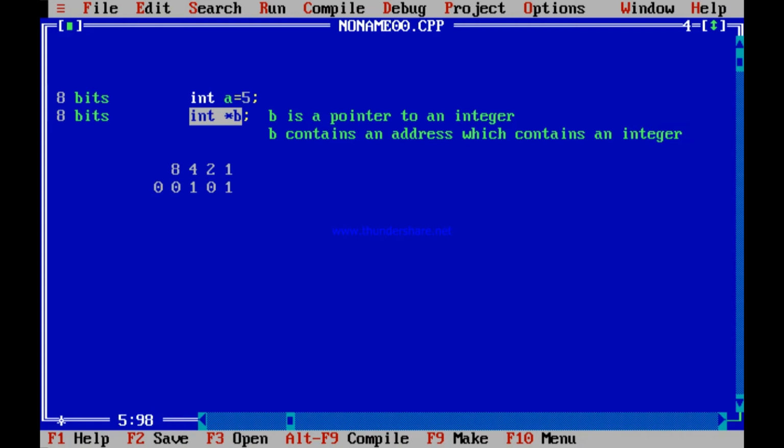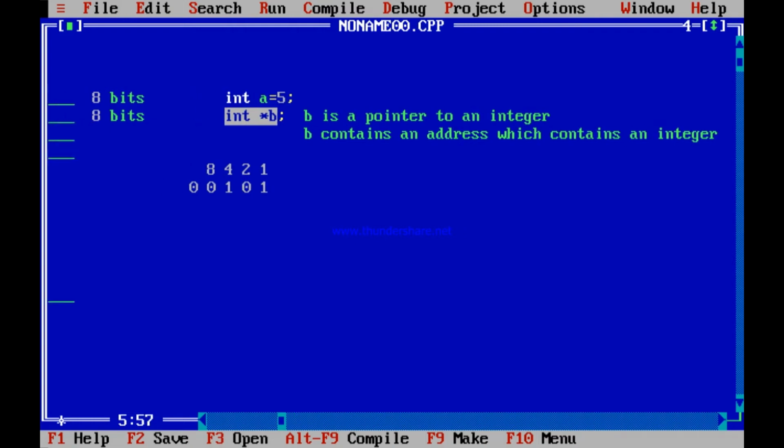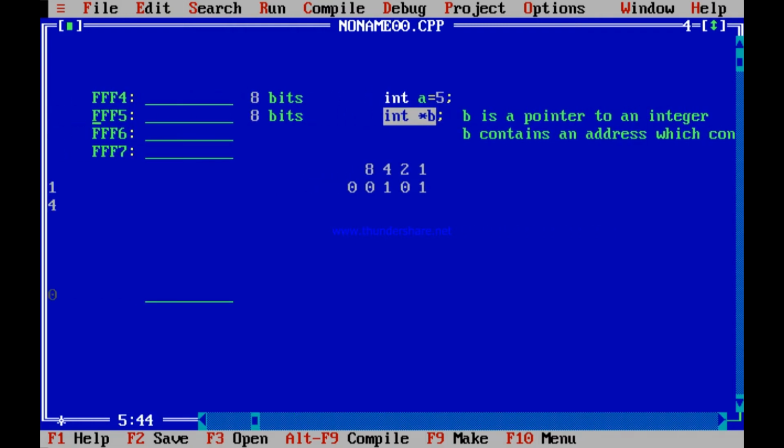B is a pointer to an integer. B can contain an address. What address? Addresses like this, FFF4, FFF5, FFF6, FFF7. In this way, b can contain an address. What can those addresses contain? Those addresses will contain an integer.